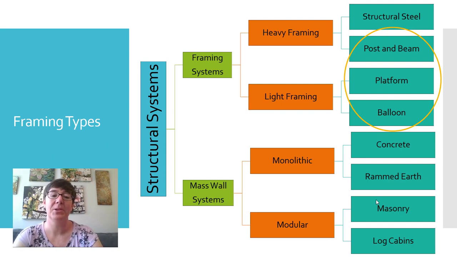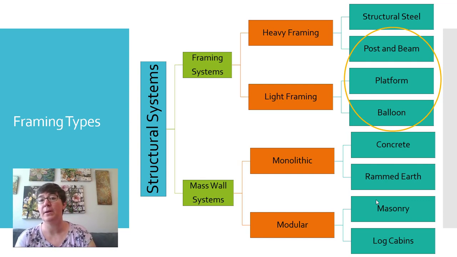Here's a diagram showing all the different kinds of structural systems that are covered in your textbook. In general, structural systems are divided into two different types. There's framing systems, which are made up of small individual pieces put together to totally support a building. And there's mass wall systems, where they're not individual structural members. They are a whole or conglomerate. So let's talk about the framing systems.